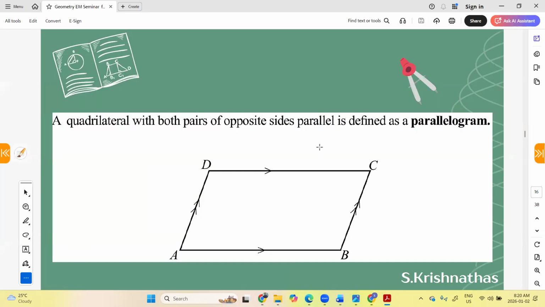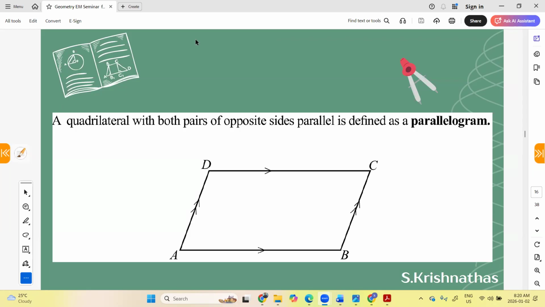Okay, now we can go to the parallelograms. Students, what is the definition of a parallelogram? Here, the definition is given. Students, definition is different, properties are different. In a quadrilateral, if opposite sides are parallel, it is a parallelogram. A quadrilateral with both pairs of opposite sides parallel is defined as a parallelogram.